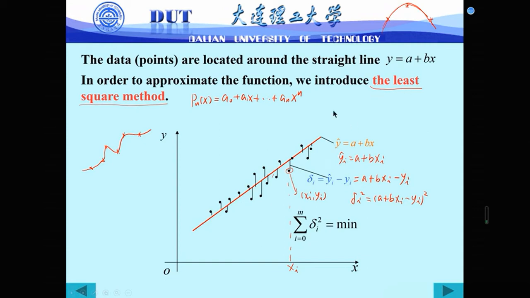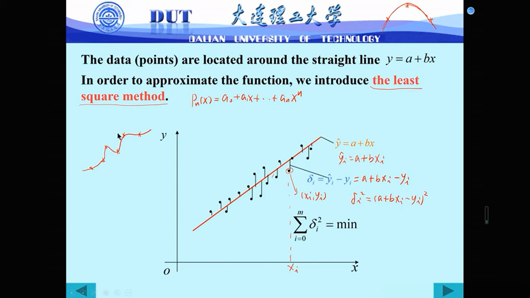Now, for the least square method, the degree of the function is independent of the number of data points. Now you see, we don't care how many data points there are, right? M is independent of the degree. Here we just use a linear function, degree 1, whatever the number of data points. It's okay for you? So, again, we have two differences between the interpolation method and the least square method.